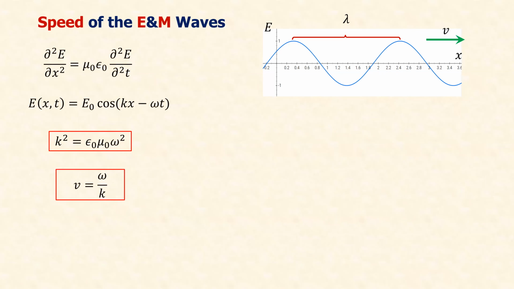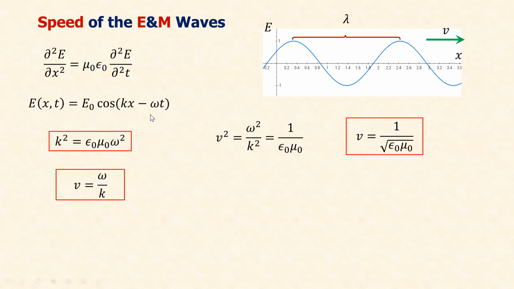Let's put that here. Now, what is V squared? V is omega over K. V squared is omega squared over K squared. But omega squared over K squared from this equation is 1 over epsilon naught mu naught. So this gives us the speed: V is equal to 1 over square root of epsilon naught mu naught. So the speed of this electromagnetic electric wave that you see, of course, the magnetic wave is also identical with that. And the speed is this. This is a very important result.